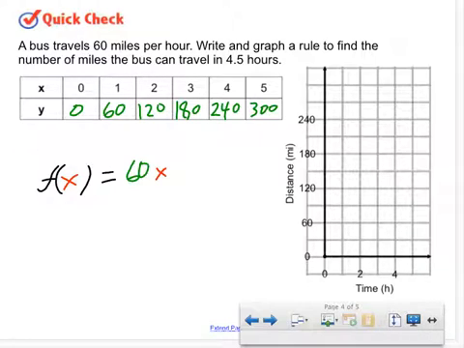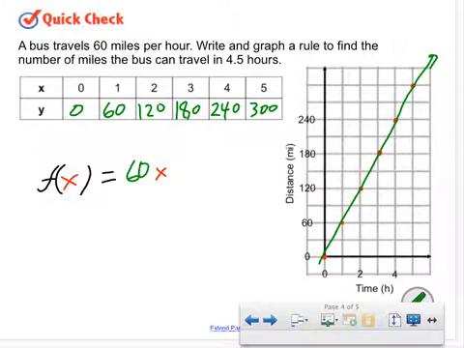So we saw that at 0, 0, okay? We saw at 1 hour, we have 60. We saw that at 2, we have 120. We saw at 3, we have 180. 4, we have 240. And then at 5 hours, we have 300. Okay, and we could use this graph to predict times in between.